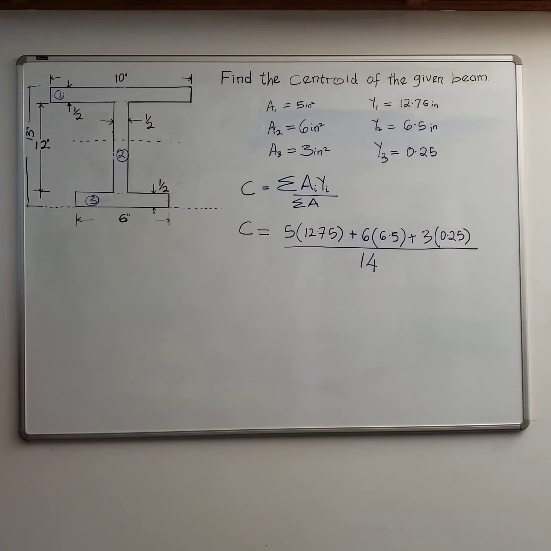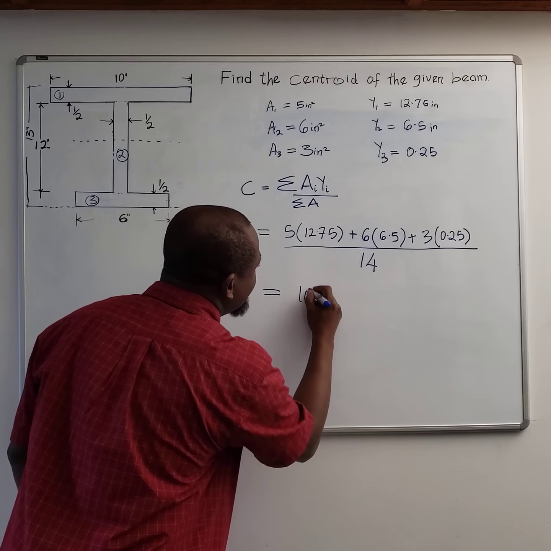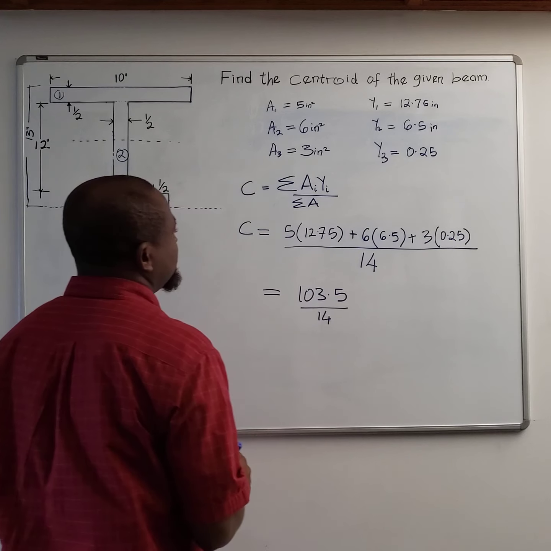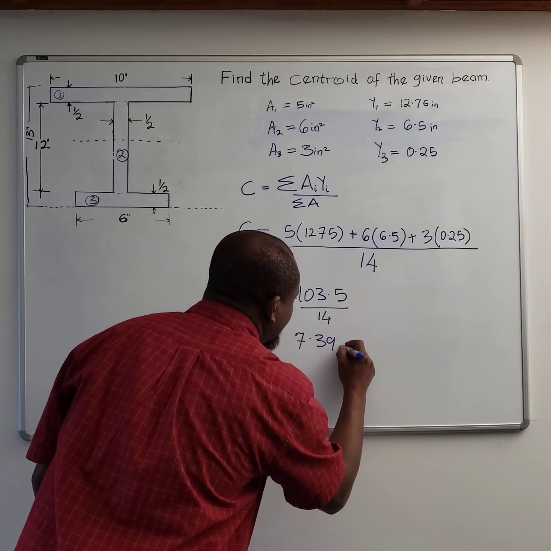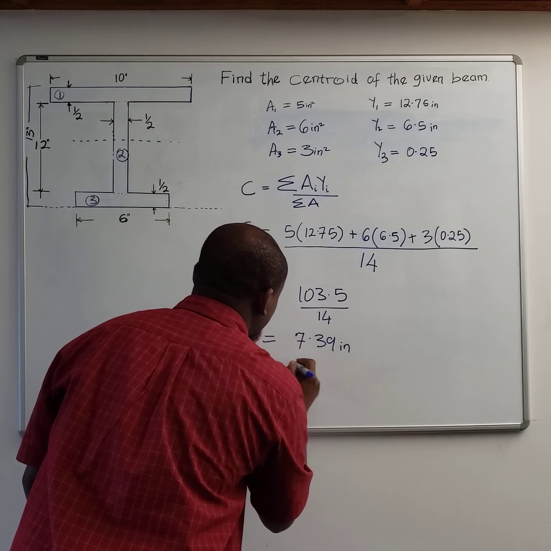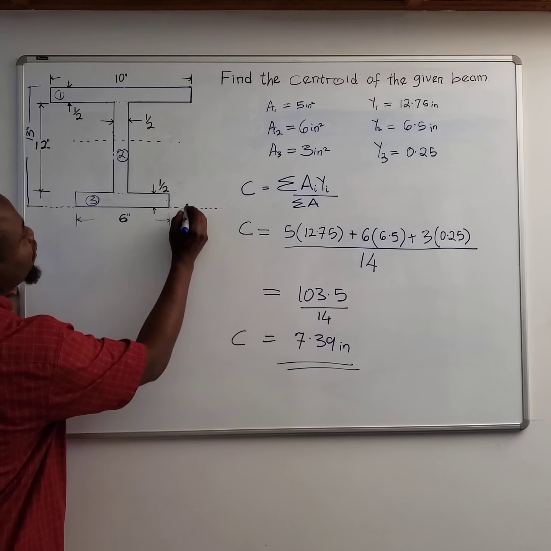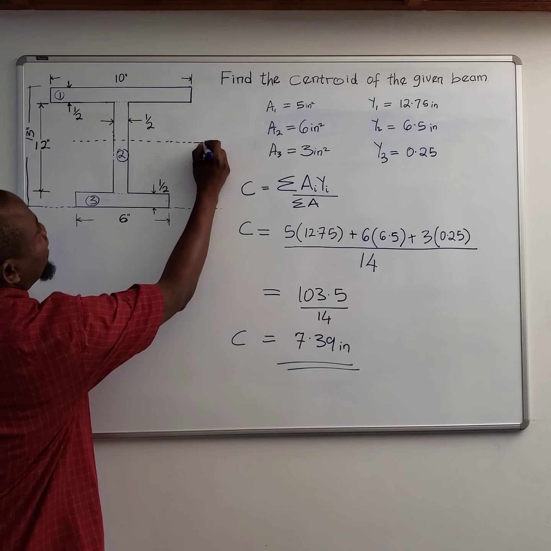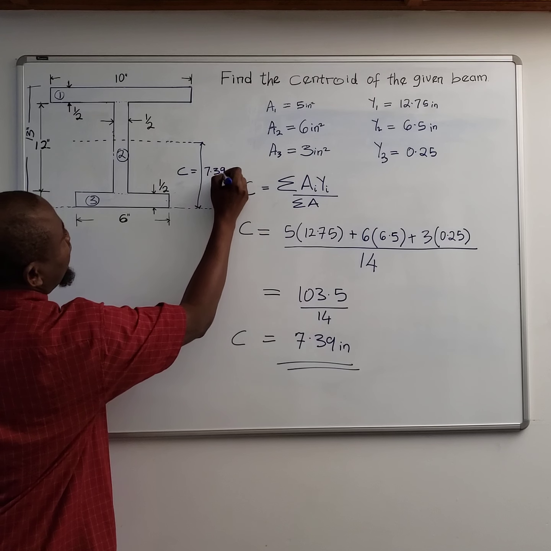Okay? So that's how you lay this out. When you do this math, you are going to have 103.5 divided by 14. And your final answer will be 7.39 inches. That's your centroid. Please check this with your calculator, but it should be correct. So meaning that this 7.39 from this point, somewhere around here, that's your centroid. Your centroid here is 7.39.